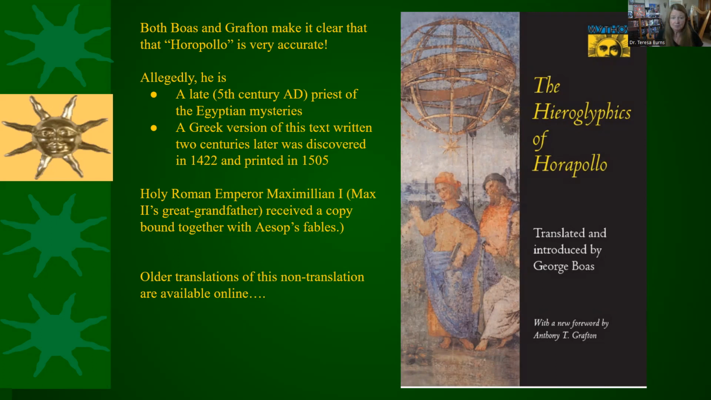But then this Greek version from the 7th century AD is discovered in 1422. It's printed in 1505. And weirdly, it's going to connect very indirectly back to our Monas Hieroglyphica story because Holy Roman Emperor Maximilian I, who is the namesake of Maximilian II, who Dee writes the Monad to. And remember, he was a great patron of occultists. He was himself an alchemist. And his circle of associations would include people like Trithemius, Pico della Mirandola, and the famous artist Albrecht Dürer. He got a copy bound together with the Book of Aesop's Fables. Kind of an odd combination there.